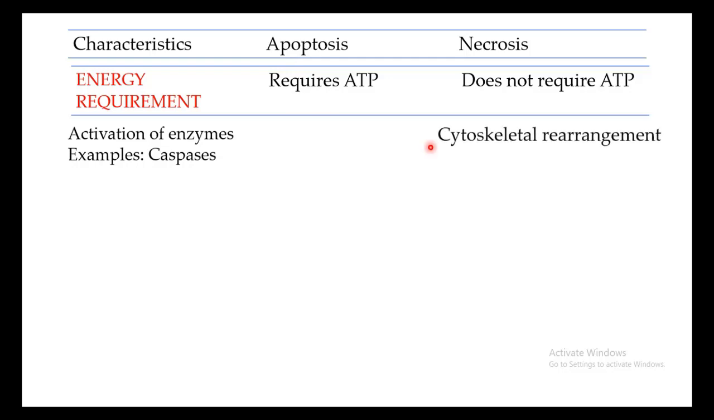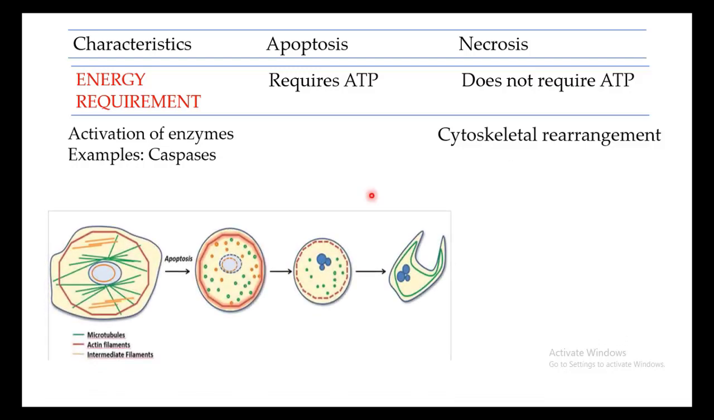Secondly, there is cytoskeletal rearrangement. For example, if you look at this particular cell, these green ones are the mitochondria. You have got the actin filaments over here. You have got the intermediate filaments. And if you see over here, the cytoskeleton is very much rearranged during the process of apoptosis.